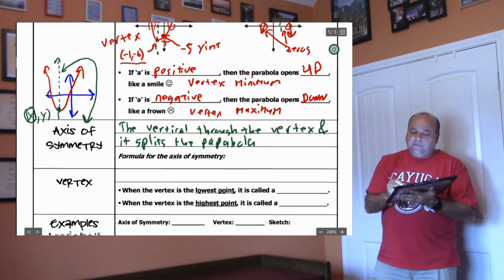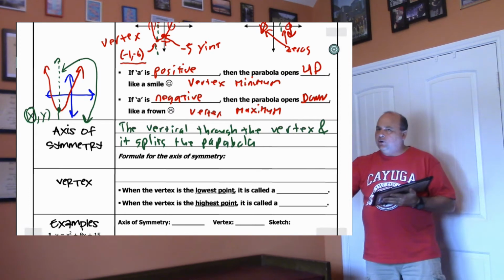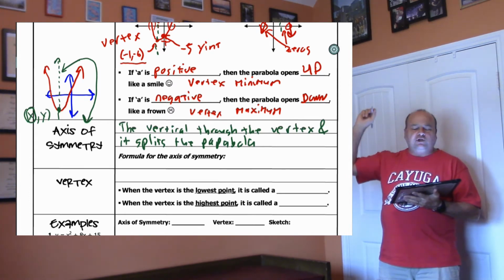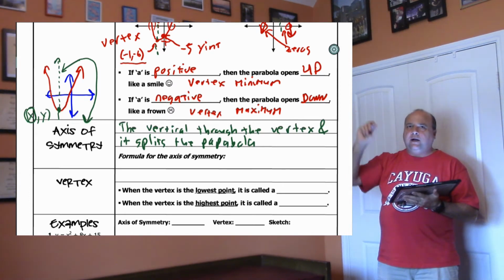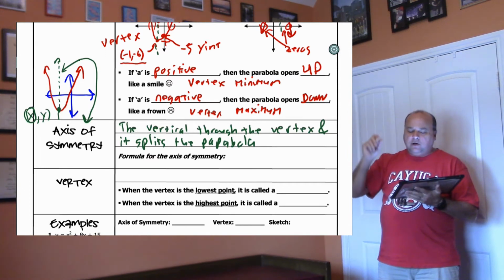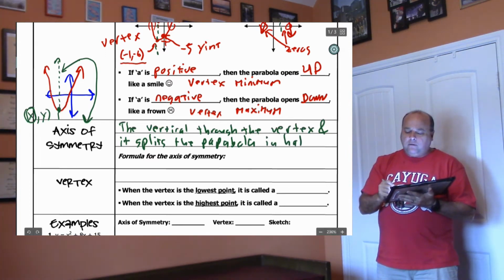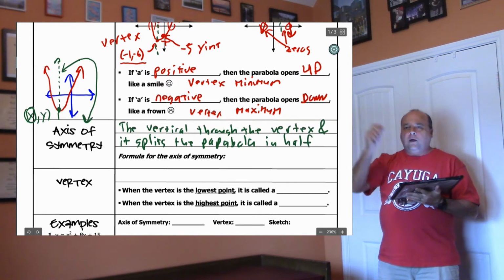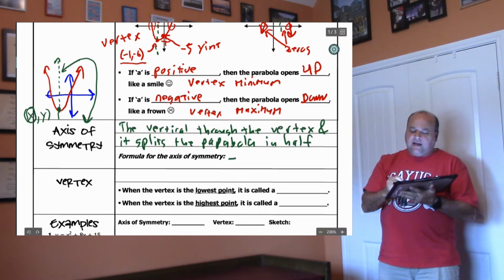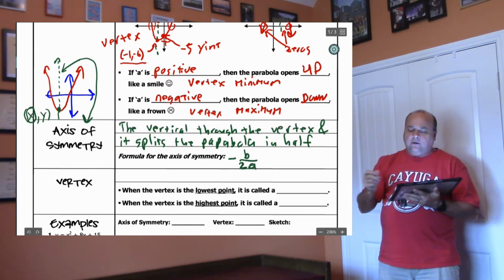You're learning this next unit. It's going to be a lot easier. It's a lot of vocab, but you've got to know the vocab, and you have to know how to use the calculator. The axis of symmetry splits the parabola in half. The formula for the axis of symmetry is negative b over 2a, and we'll get into that, okay?